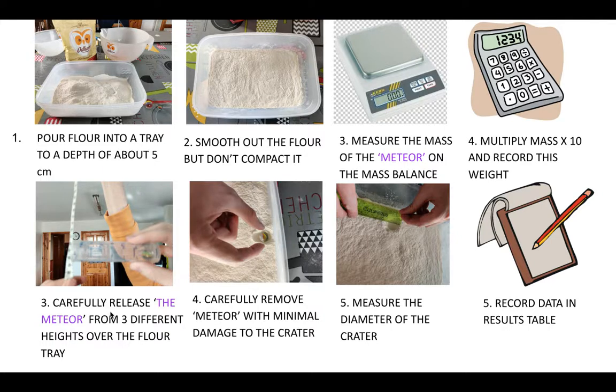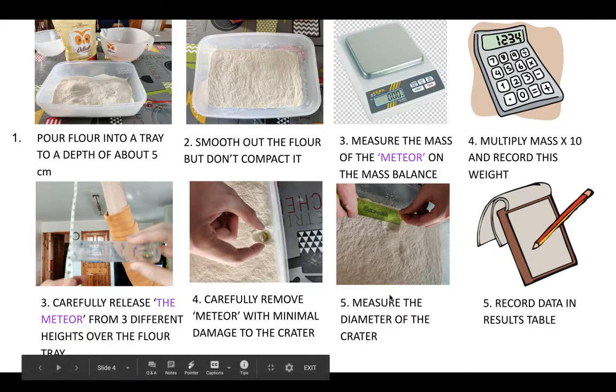So you choose three different heights yourself. Now I suggest the bigger the height, the better. If you want to drop it from, say, a few steps up on a stairs or something, that'd be better than smaller heights, where you probably won't see a big difference in your results. And then you're going to carefully remove the ball, with minimal damage to the meteor, so that you can measure the diameter of this crater.